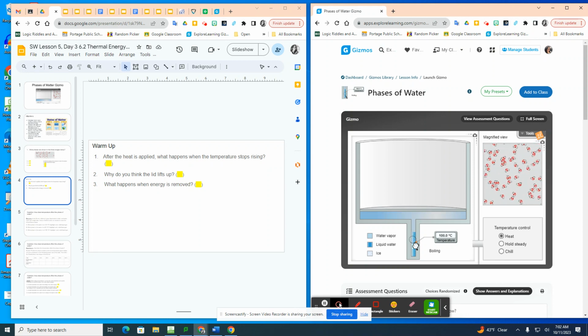So what happened? We move the magnifying glass. As soon as this temperature stopped rising, we noticed something here. So what's going on right here? What color is this? This is liquid water, and at the boiling point, this liquid water did something.